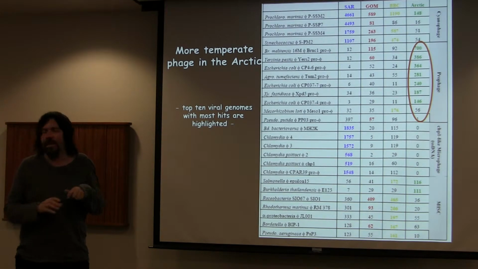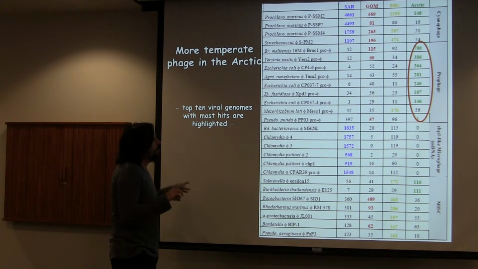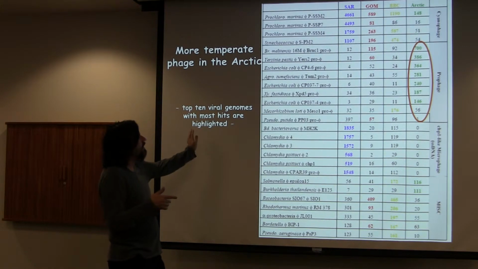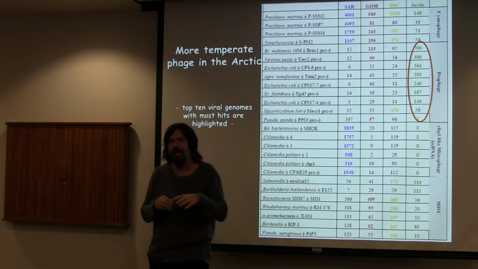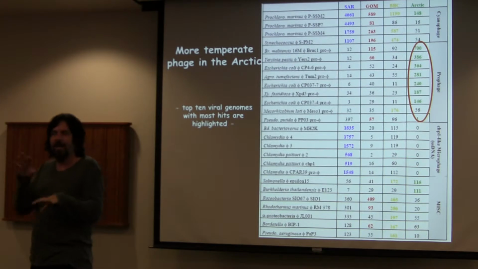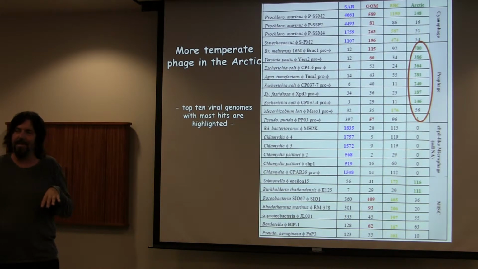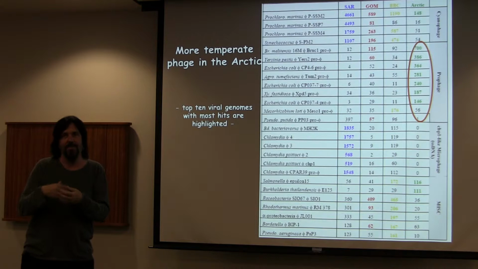All right. The other thing that we saw is that you actually see more temperate-like viruses, so things known to form prophages, in the Arctic than in the other environments. So maybe because of that boom and bust cycle that you have going in the Arctic, maybe being a temperate phage makes more sense, and maybe if you did those experiments that we talked about earlier, you would see a lot more temperate behavior.